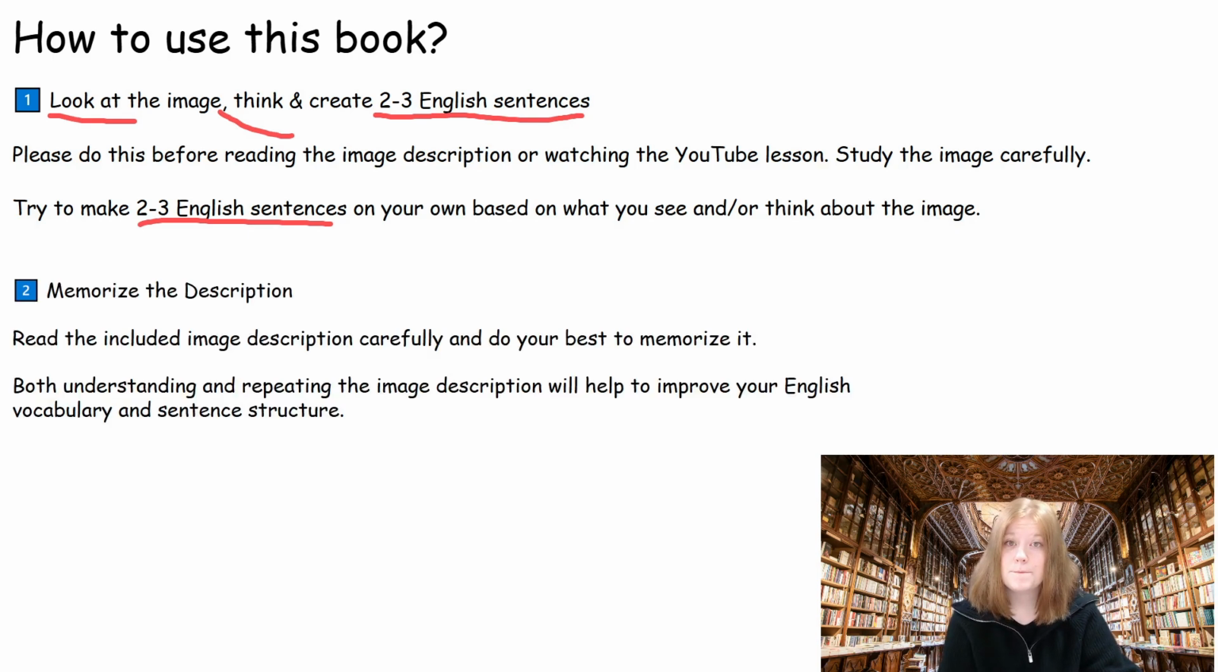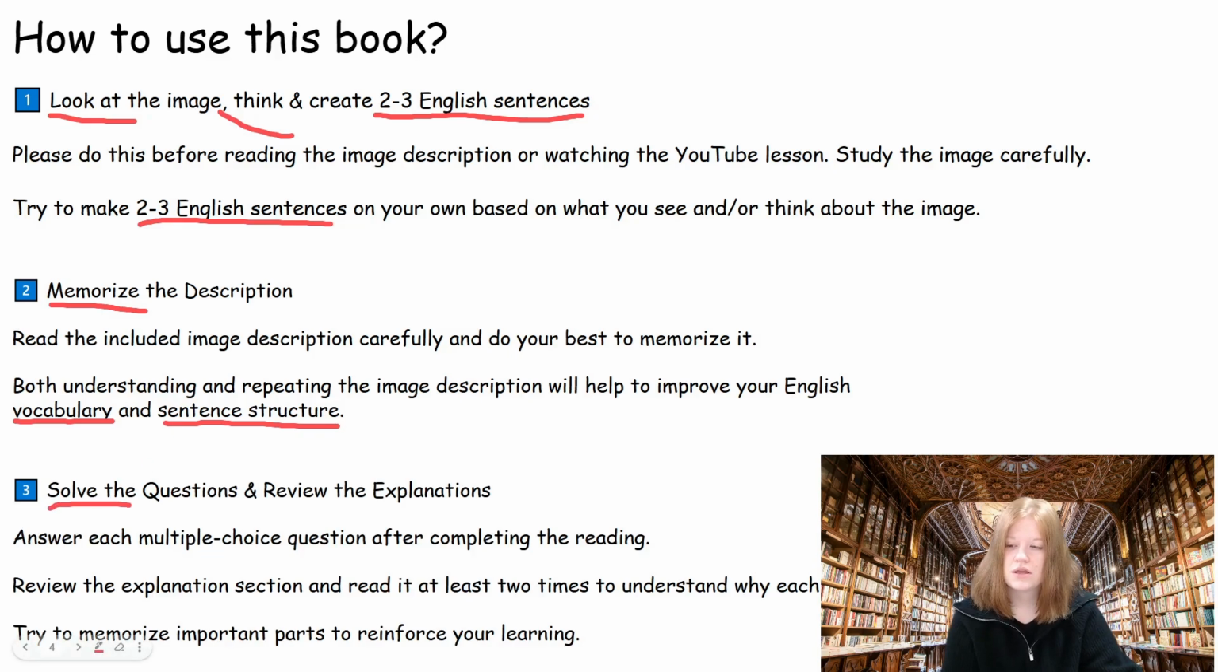Secondly, memorize the description. Read the included image description carefully and do your best to memorize it. Both understanding and repeating the image description will help you to improve your English vocabulary and sentence structure.